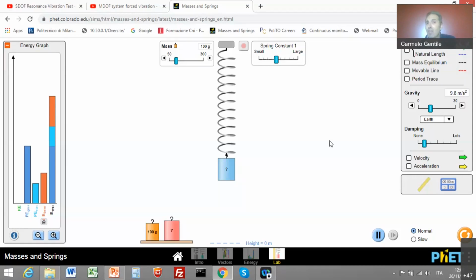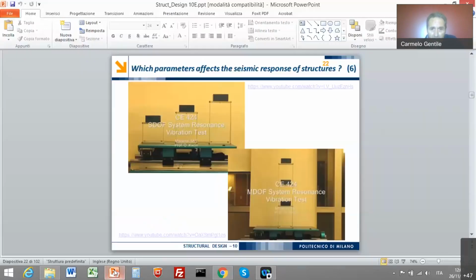So there is a limited interaction between the structural behavior of the building and the content of the earthquakes. Conversely, if I'm going to build a very stiff building on a soft ground, the building tends to amplify the higher frequency, but the soft soil tends to amplify the lower frequency, and so there is a limited interaction between the two.